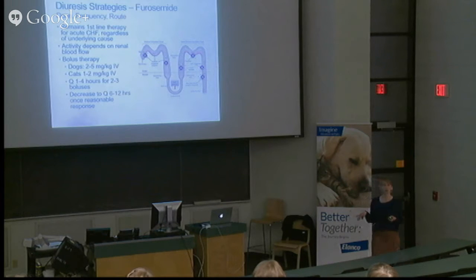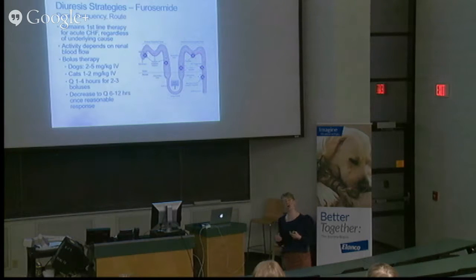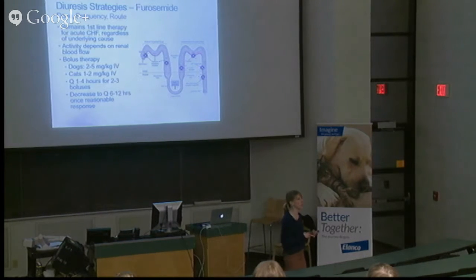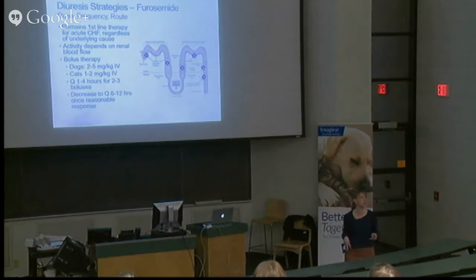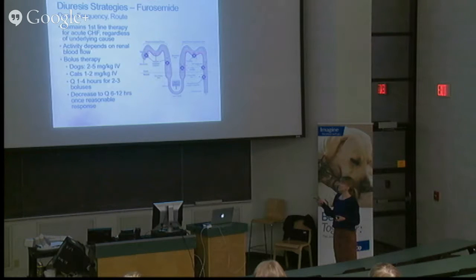Dose, frequency, and route. That seems, again, like something fairly simple, but it's not always easy when we have to pick what dose I'm going to use, how frequently am I going to give it, and by what route. So the agent that we're usually reaching for is furosemide, firstly in the acute congestive heart failure patient, because it's one of the few that we can give intravenously. And its activity really does depend on renal blood flow, so we have to understand that.